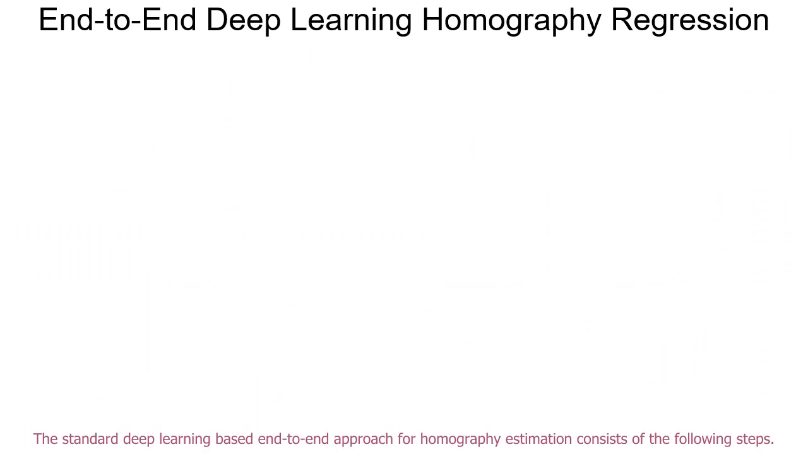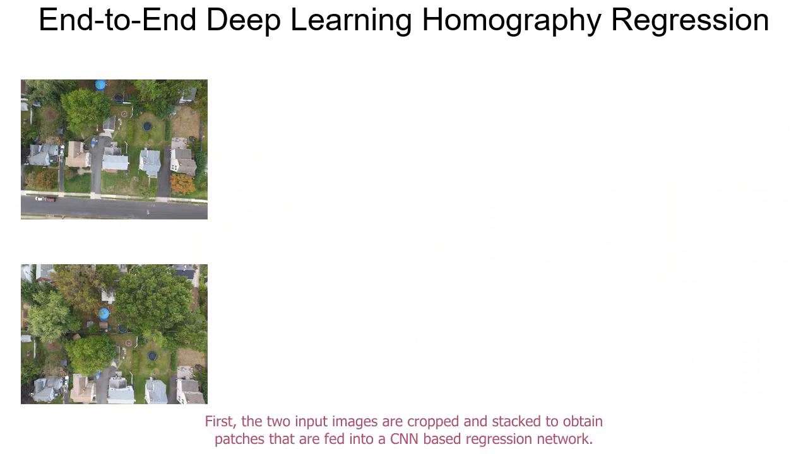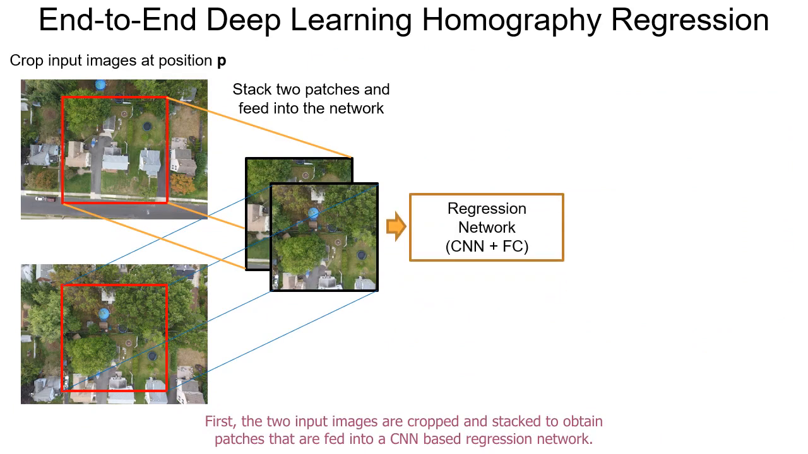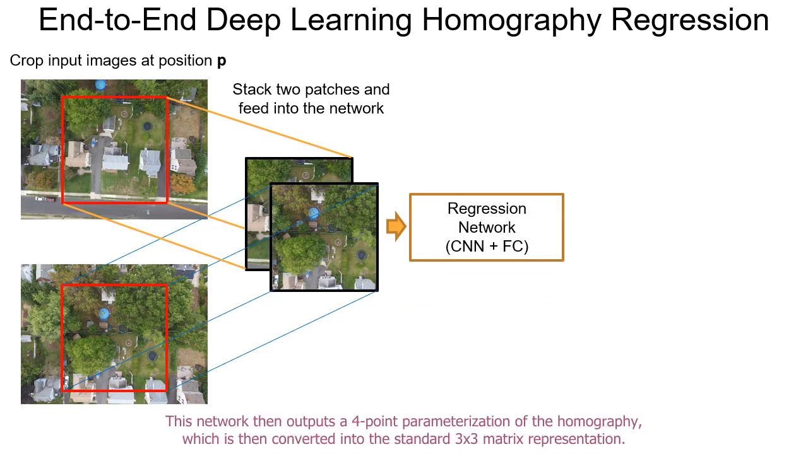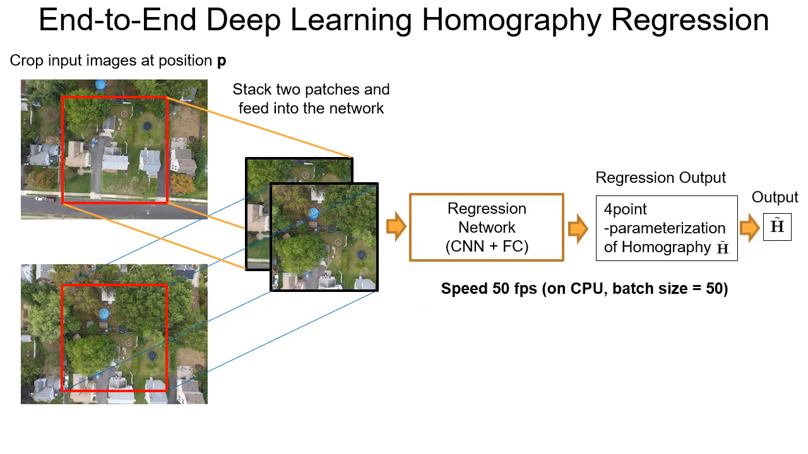The standard deep learning-based end-to-end approach for homography estimation consists of the following steps. First, the two input images are cropped and stacked to obtain patches that are fed into a CNN-based regression network. This network then outputs a 4-point parameterization of the homography, which is then converted into the standard 3x3 matrix representation.